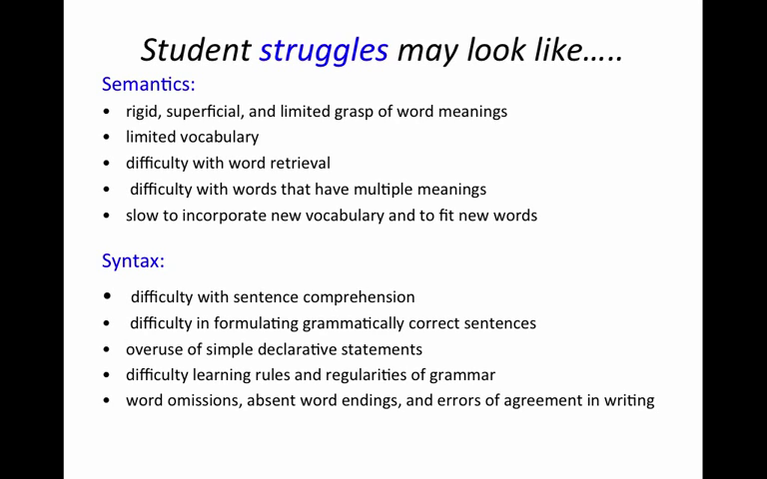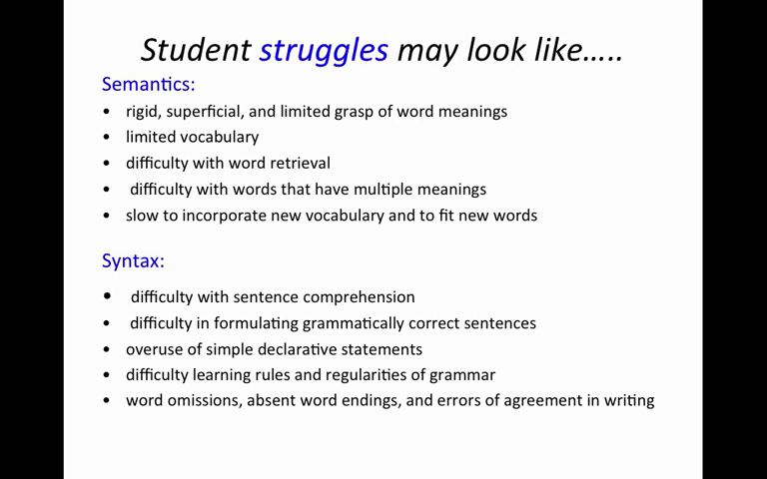For students struggling with semantics, this might look like a limited vocabulary and a rigid, superficial, or limited grasp of the meaning of words. It may involve difficulty understanding the nuances of words, or literary devices such as metaphors, irony, analogy. It may look like difficulty with word retrieval, or difficulty with the multiple meanings of words. Students struggling with semantics may be slow to incorporate new vocabulary, fit new words, and make sense of how new words fit into existing vocabulary.